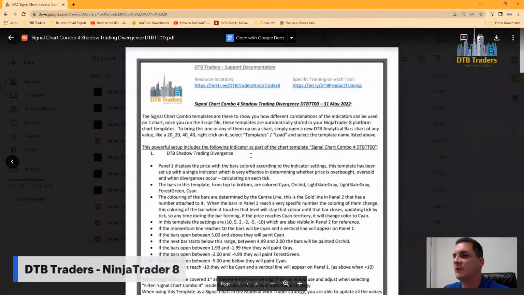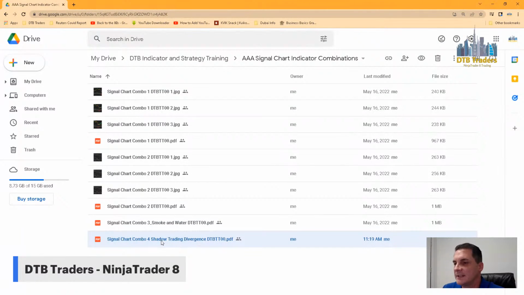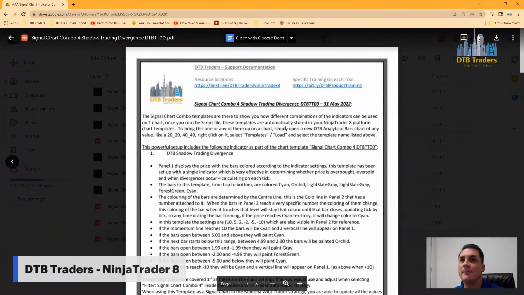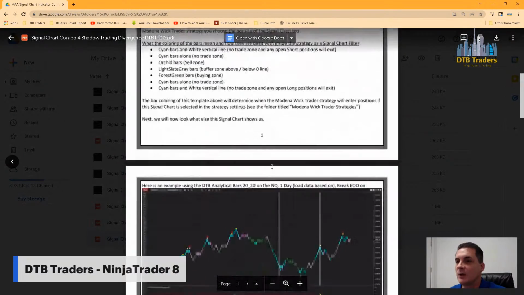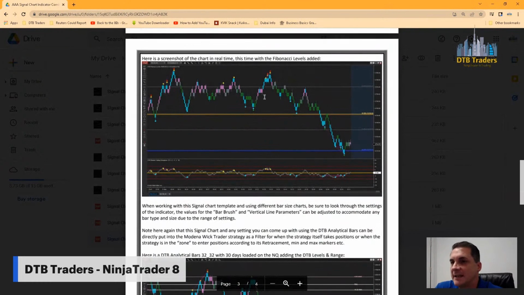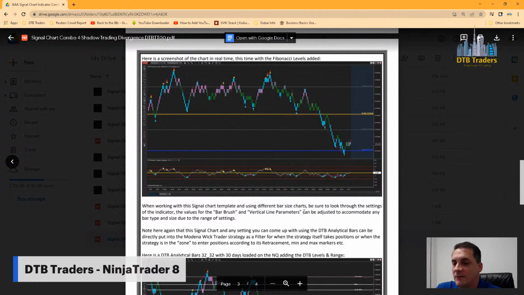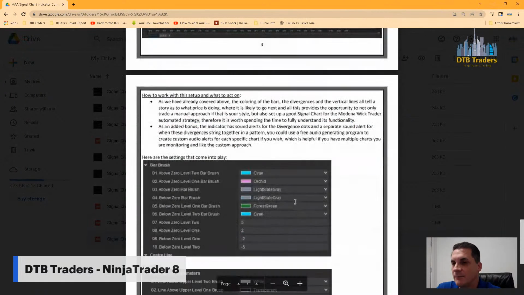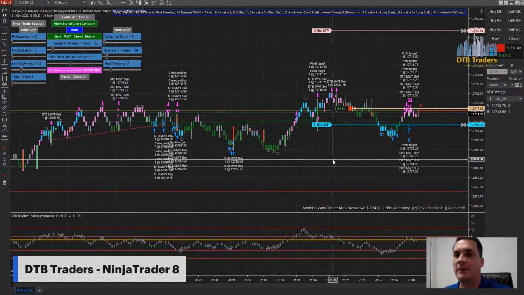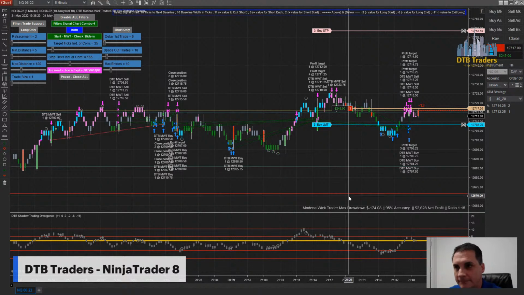So this is the documentation. As you can see, I updated it today. And that is the signal chart. As you know, the Modena Wick Trader strategy has a built-in signal chart. So this document explains all the functioning of that signal chart. And it details, as you can see, I've also updated the coloring of the bars. So based on the coloring of the bars is how the strategy will actually trade. So we'll take that out the way and we'll look at what the strategy has been doing so far today.